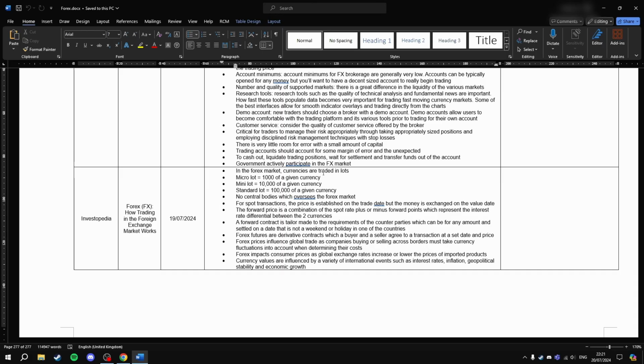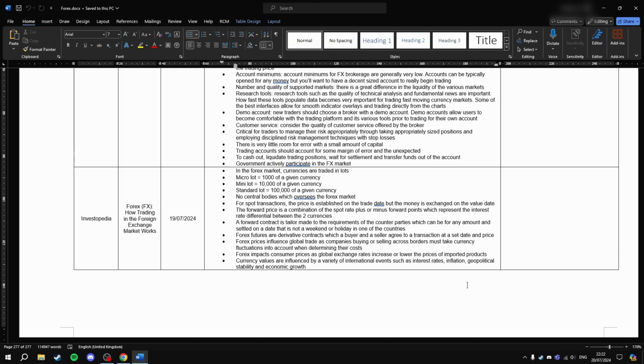There is no central body which oversees the Forex market. For spot transactions, the price is established on the trade date but the money is exchanged on the value date. The forward price is a combination of the spot rate plus or minus forward points, which represent the interest rate differential between the two currencies. A forward contract is tailor-made to the requirements of the counterparties, can be for any amount, and is settled on a date that is not a weekend or a holiday in one of the countries.